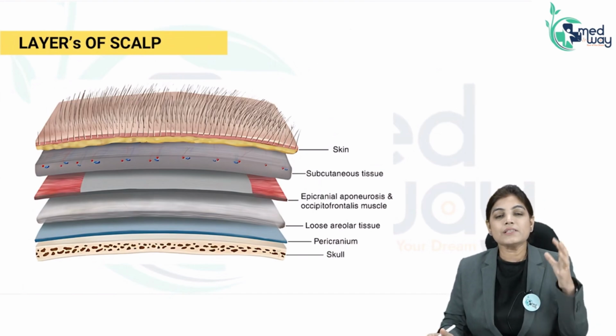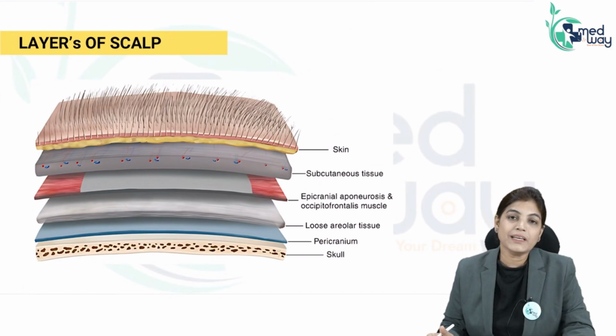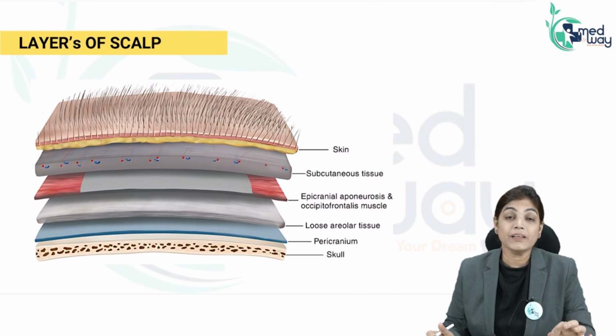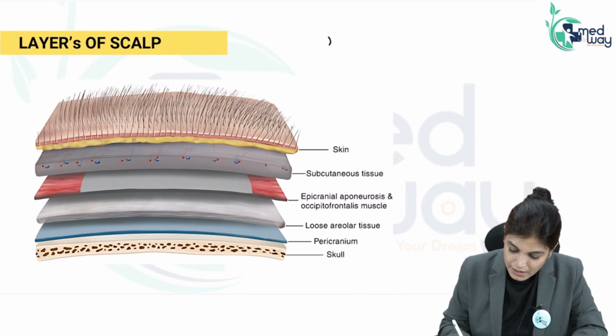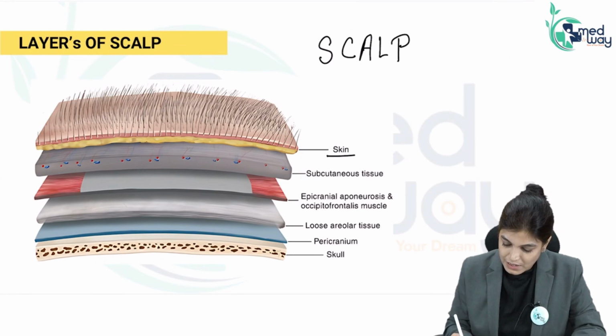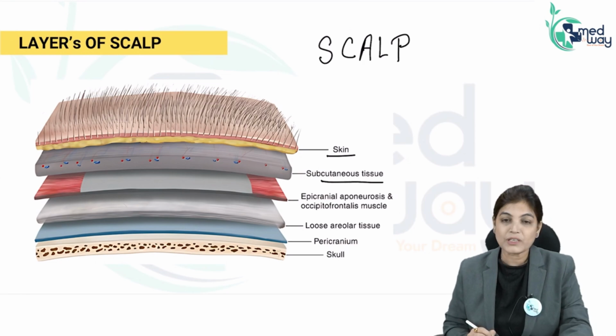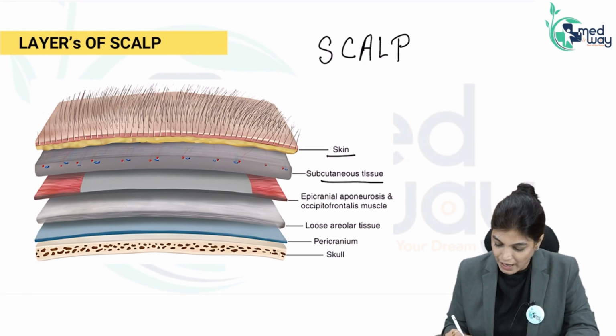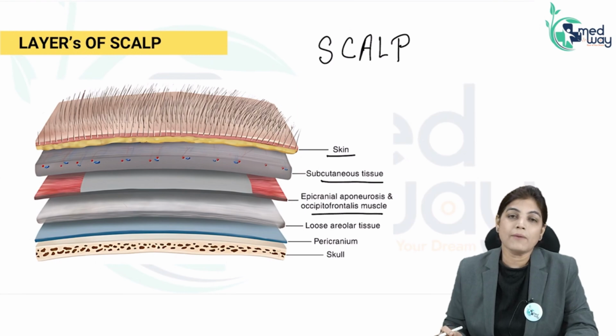It's very easy to memorize the layers of the scalp. We can just spell the word scalp and we will get the layers of the scalp. SCALP. Here S stands for the skin. C is for the connective tissue layer, that is the subcutaneous or connective tissue layer, and A for the aponeurotic layer, which is the aponeurosis of occipitofrontalis muscle belly.